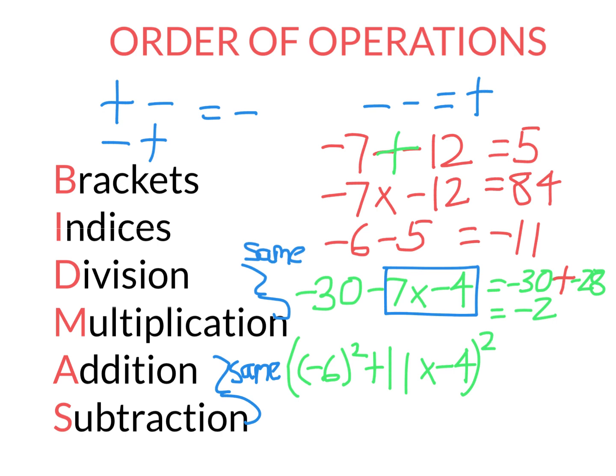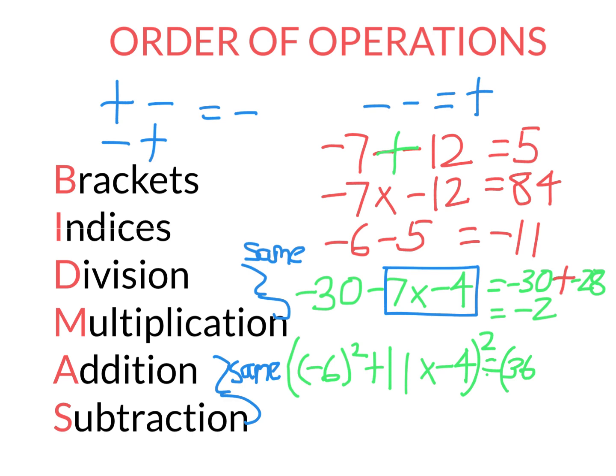So inside the brackets, index comes first, then multiplication, then addition. So let's start with the -6 squared. Well, when you square a negative, the answer's positive, because a negative times a negative is positive. So -6 squared is actually positive 36.